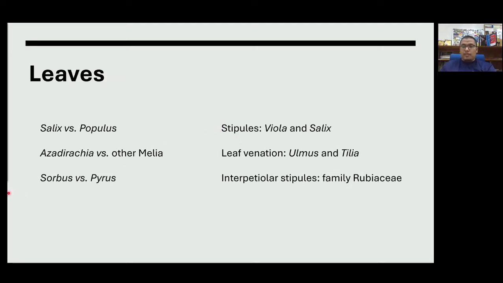The characteristics of stipules are an important source for identification in Viola and Salix. Leaf venation is also important to identify the species between Ulmus and Tilia. And the final example that I want to give here is the identification of family Rubiaceae, which is based on the interpetiolar stipules. So this is useful for identification of the Rubiaceae family. These are some of the examples, among others, of how to use leaves as taxonomic evidence.